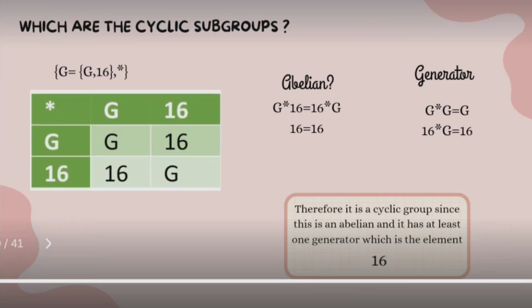So lastly is the set of G with an element of G16. And is it really an abelian? So the answer is yes, because G star 16 is 16 and 16 star 16 is 16. And also, it has a generator which is 16. So therefore, it is a cyclic group since this is abelian and it has at least one generator which is the element 16.